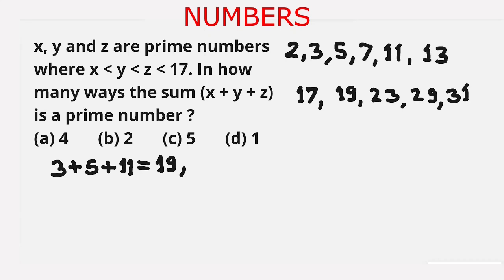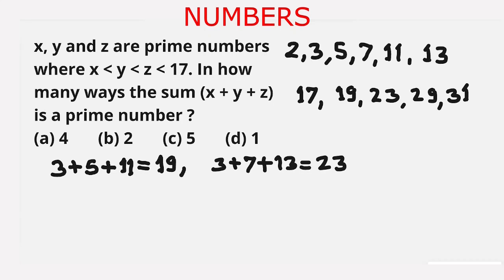Then 3 plus 7 plus 11. 3 plus 7 is 10 plus 11 is 21. That is also not prime. Now 3 plus 7 plus 13. 3 plus 7 is 10 plus 13 is 23, and 23 is a prime number. So our next set will be 3 plus 7 plus 13 equal to 23.